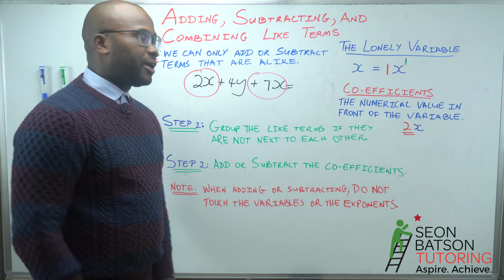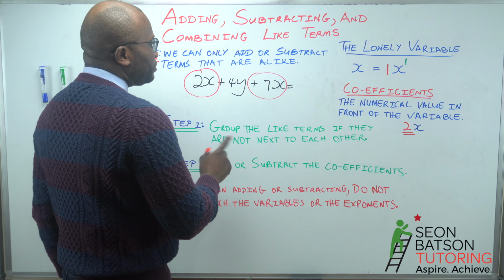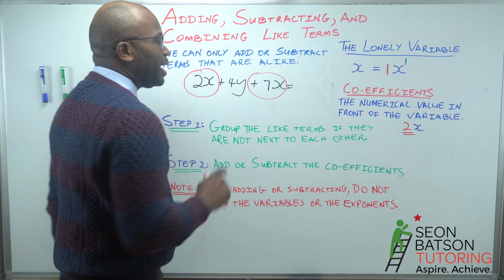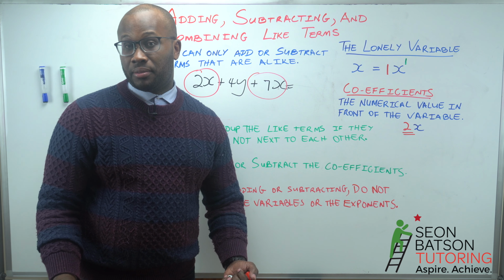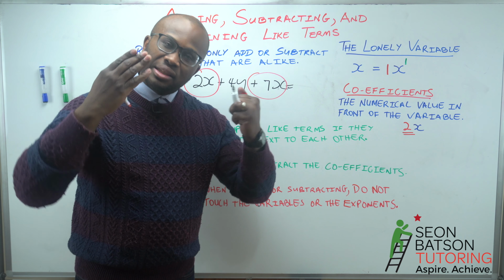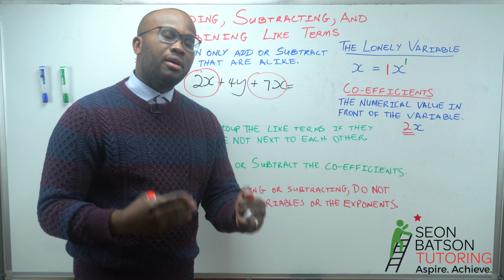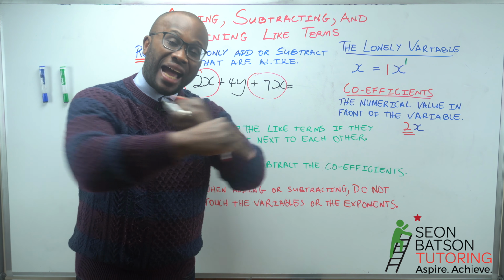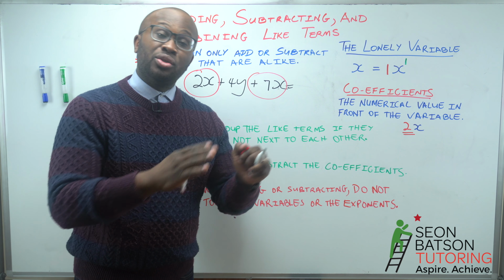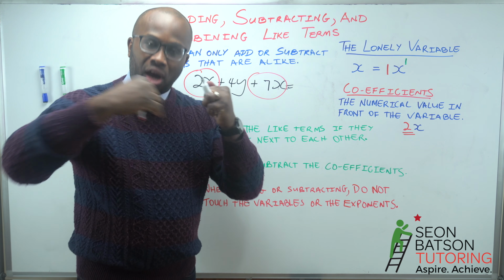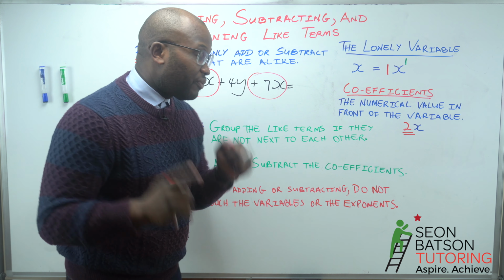Now, note this right here. You note when I'm circling my like terms, I always circle the sign that's in front of these terms. Why? Because in algebra, the signs that come in front of a term is attached to that term. So wherever that term goes, guess what? That sign follows. Okay? Don't forget that.